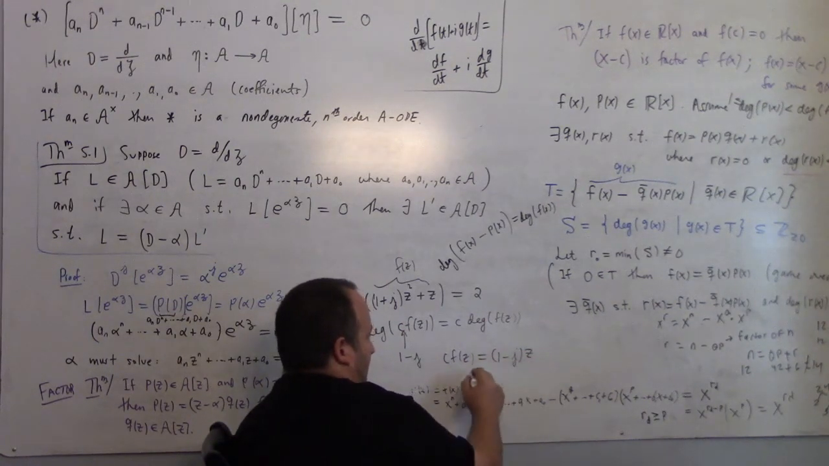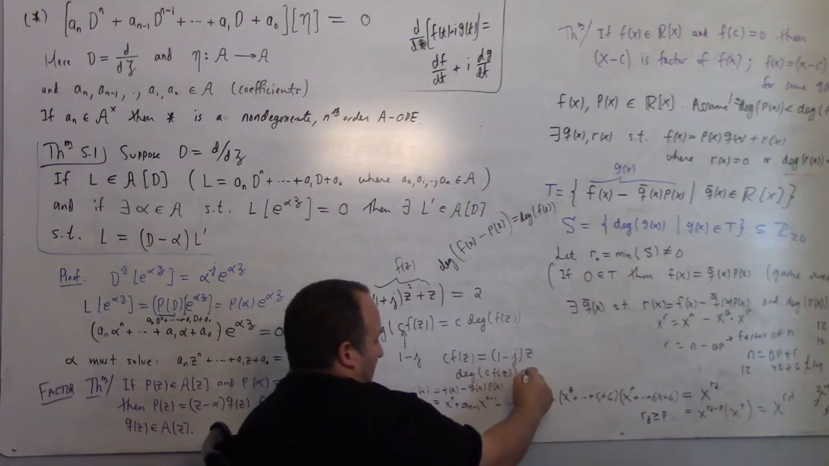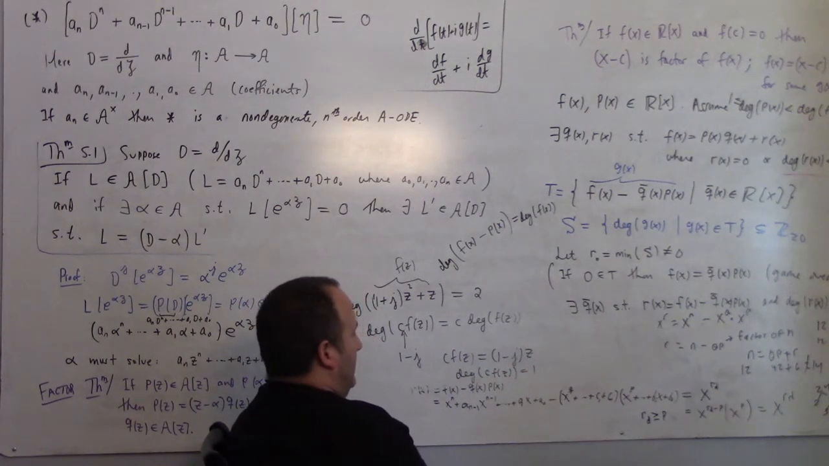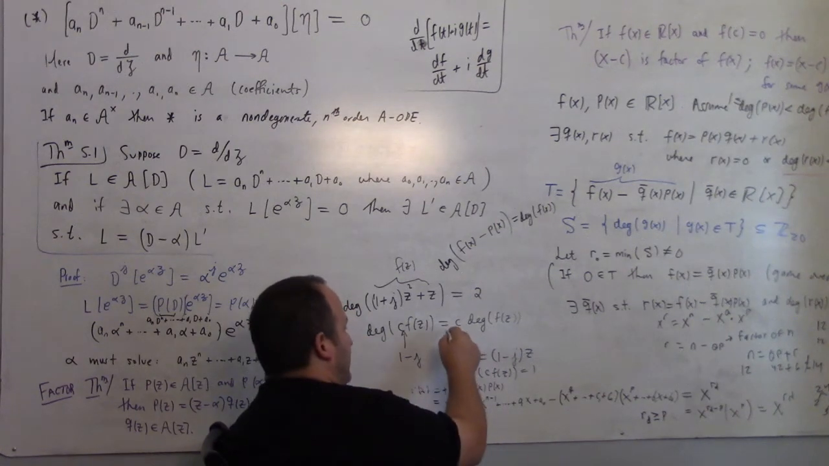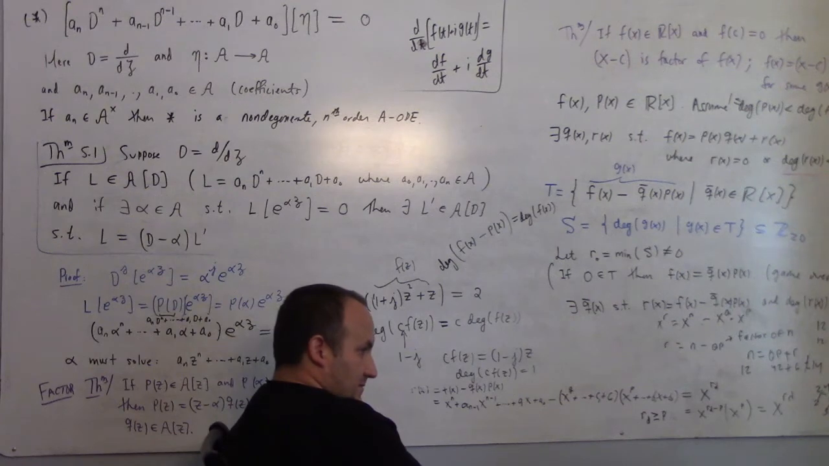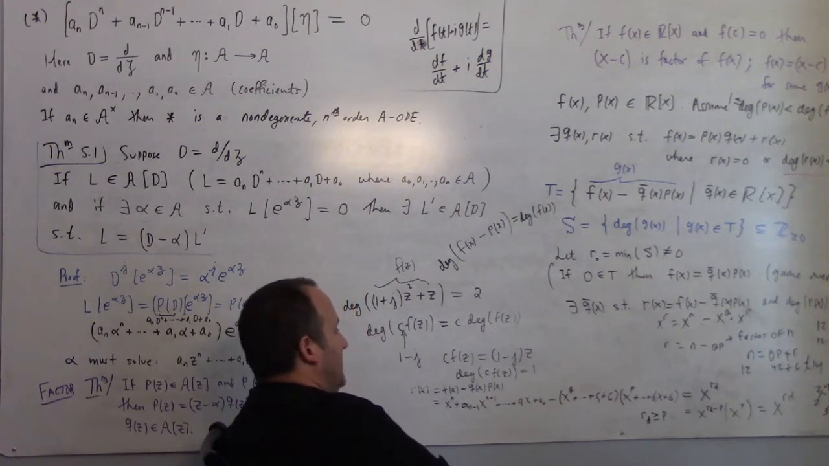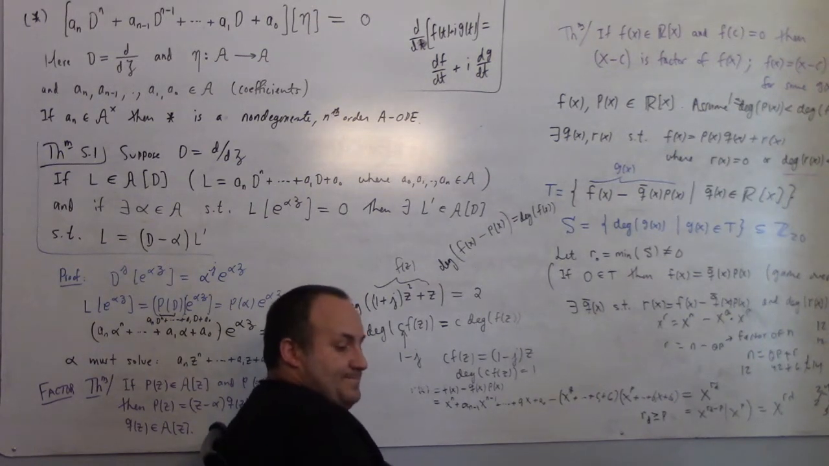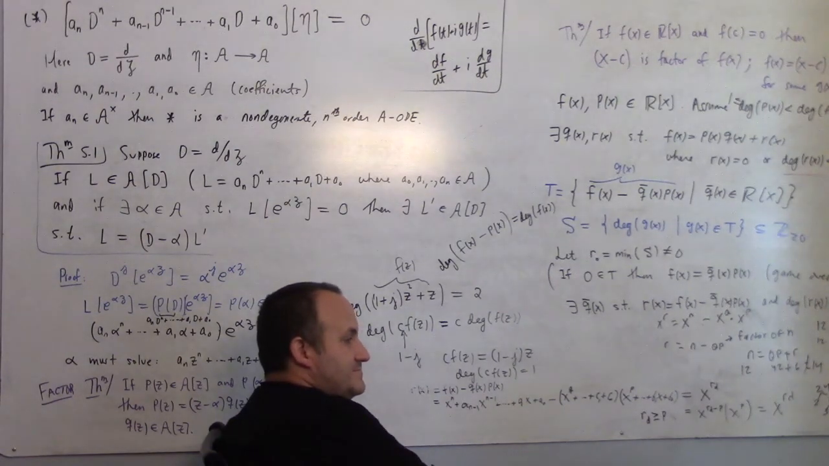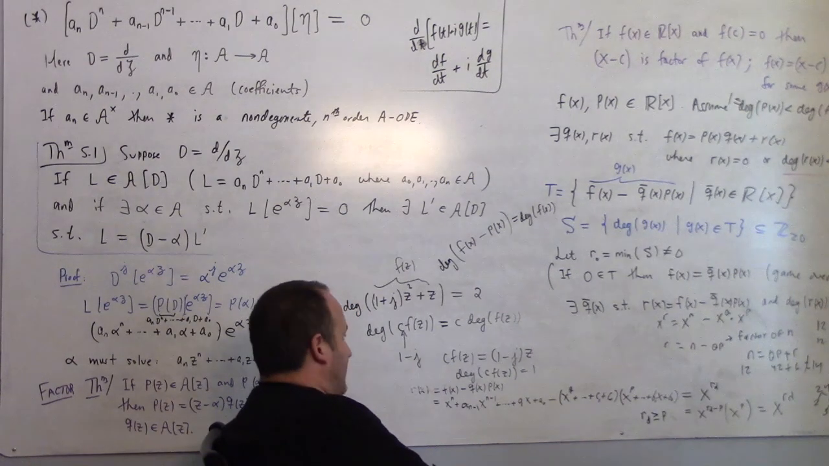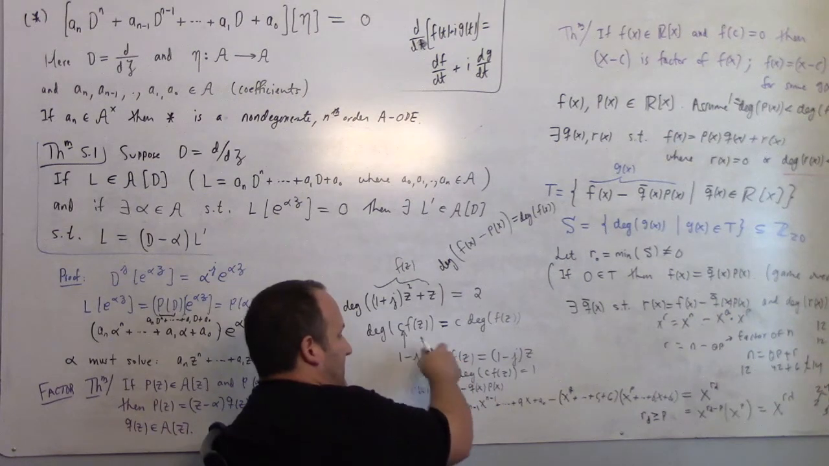So I would like to say that the degree of c f of z, that'd be 1. That's 1. So this right here is not going to work if we're going to work with possibly degenerate polynomials. Seems like we have to say... But we're not factoring all the way out, are we now? I'm not even thinking about factoring just yet.